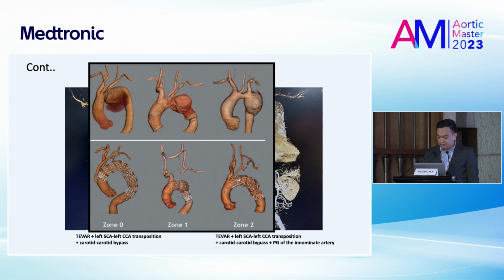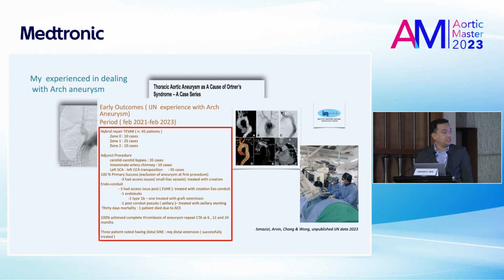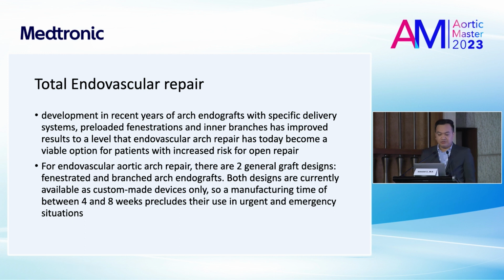In terms of my experience, this is the initial published paper dealing with arch aneurysm, with a series of patients who came with arch Horner syndrome. And these are the number of patients who have undergone the hybrid procedure in my center, in the National Heart Institute. In terms of total endovascular repair, we are basically no longer involved in open debranching; all of these are done through the endovascular approach.